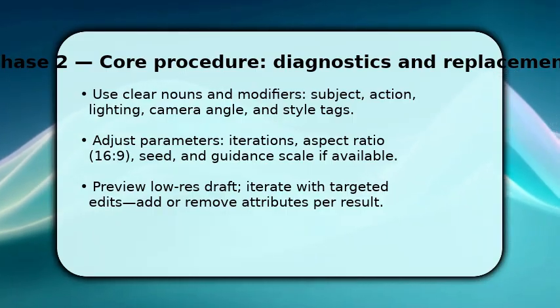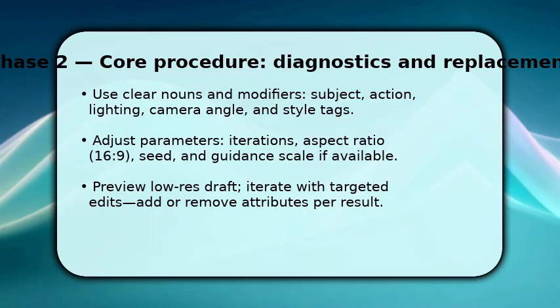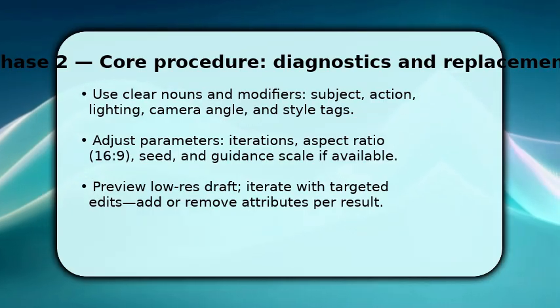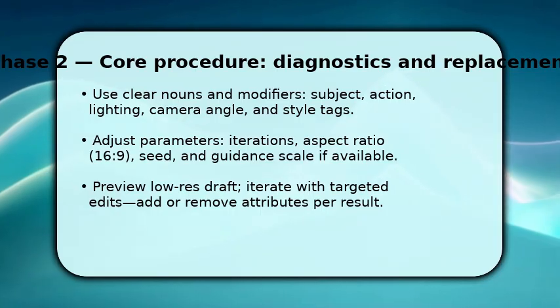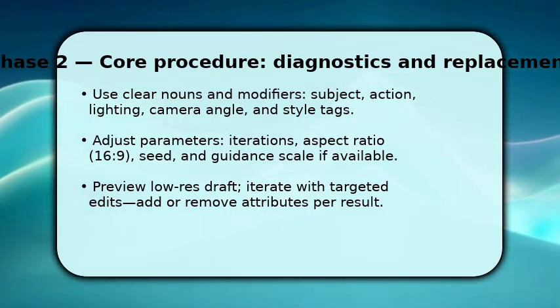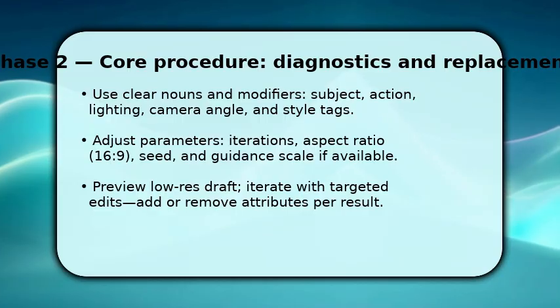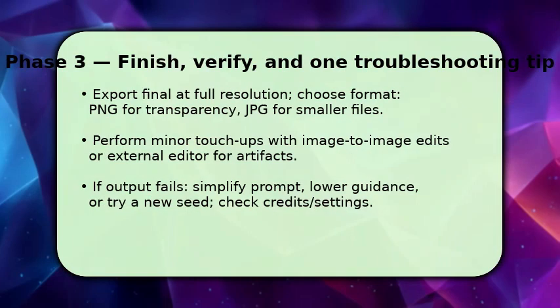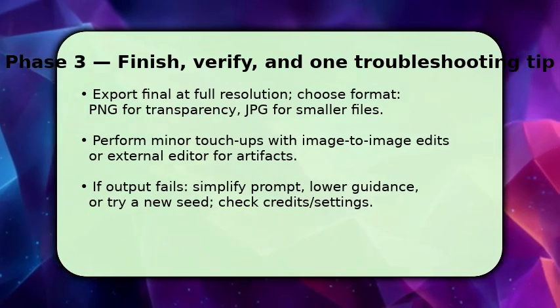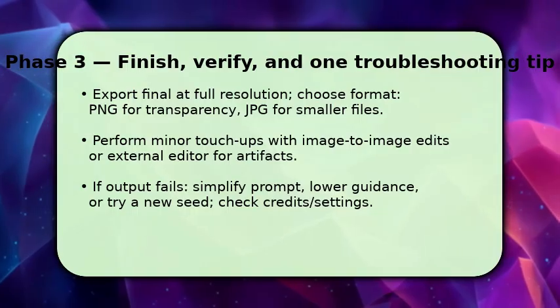This increases fidelity. Then tweak parameters such as aspect ratio, number of iterations, and a guidance or creativity scale. Change the seed only when you want different randomness. Preview a draft at low resolution to save time, make focused adjustments, and repeat until the composition and tone feel right. To finish, export the chosen image at full resolution and pick the appropriate format.